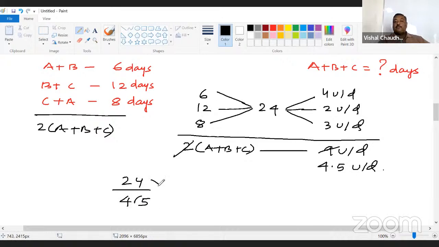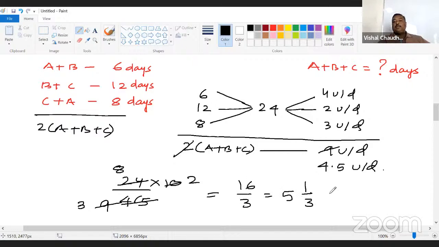4.5. Remove the decimal, you will get a 10 on the top. 5 nines are 45, 5 twos are 10, 3 eights are 24. So it is 16 by 3, that is 5 by 3 days. Is it clear, guys? Okay, everyone, is it clear?